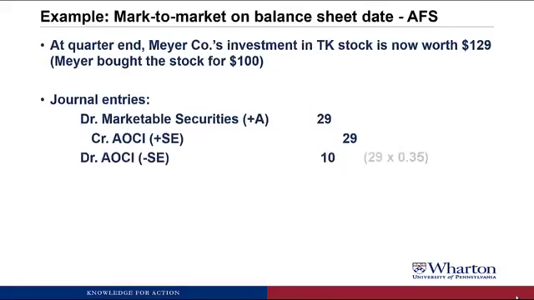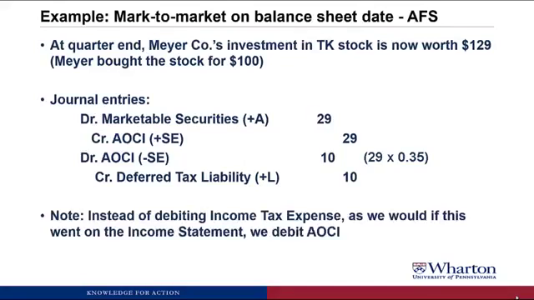And what we're going to do is debit AOCI to reduce AOCI by 10. The 10 is the 29 times 35%. So it's the implicit tax effect on this unrealized gain. And then we're going to credit a deferred tax liability to represent this tax effect that we're showing in AOCI, but that doesn't really exist in terms of the government because we're not paying any taxes to the government.